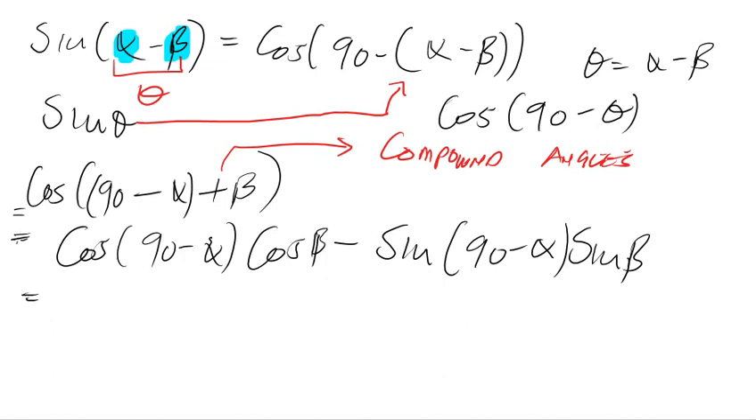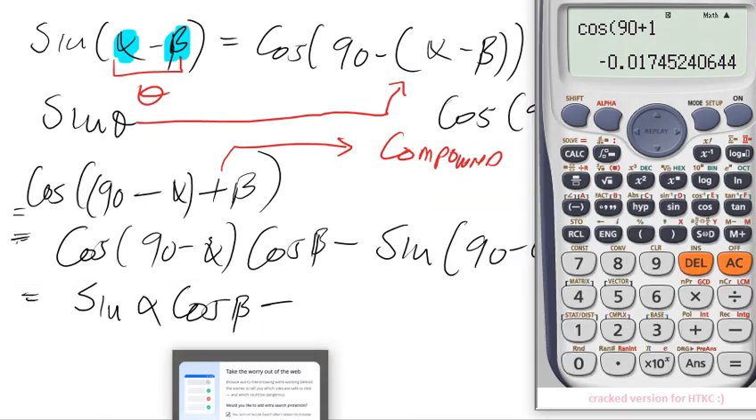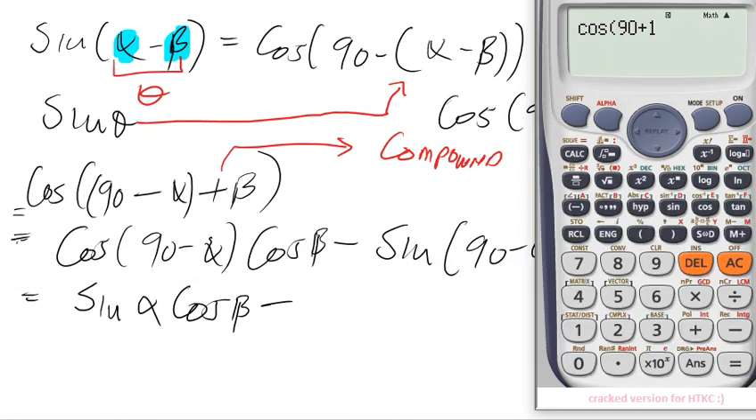You just punch it on the calculator. It will change to sine, but is it positive or negative? You need to know that. So you can punch it on the calculator. We say cos, I told you that it's 90 minus 1. So it's a positive sine.